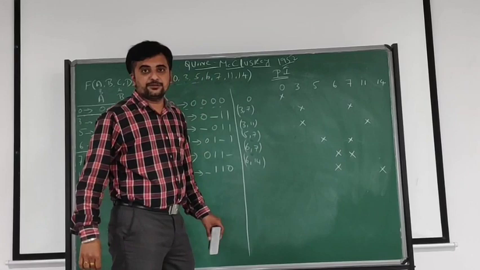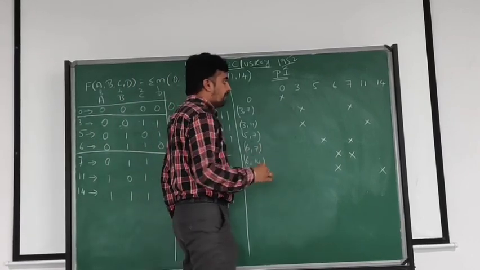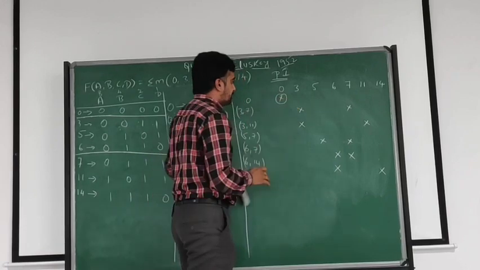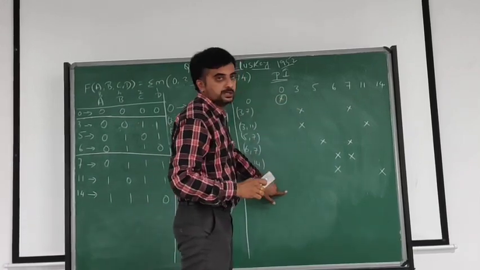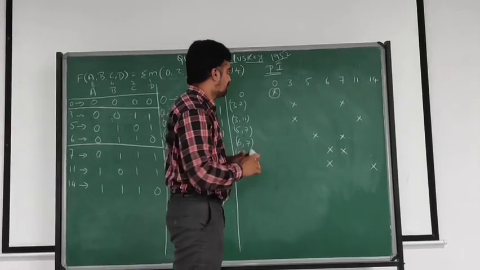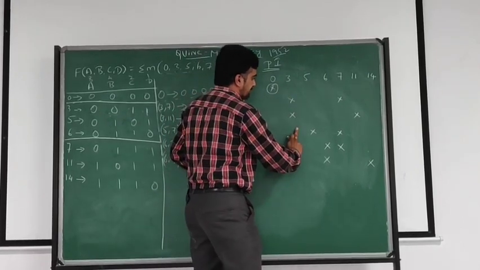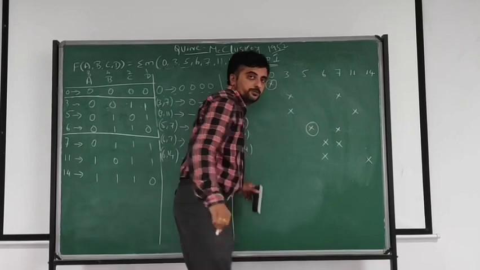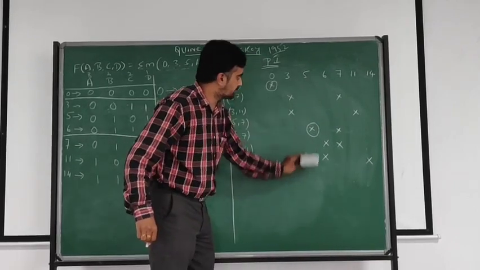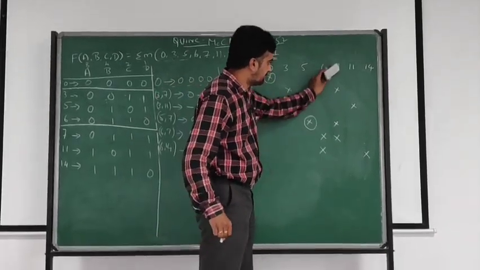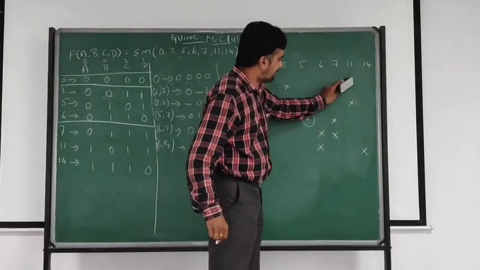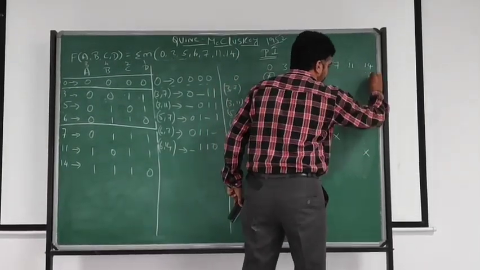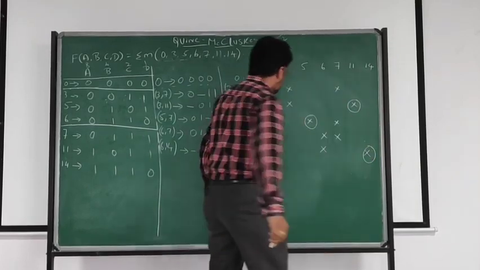Next, make a circle where there is no intersection horizontally. See here, this is one circle. See here, no intersection between any of the values. Next, here intersection is there, so we leave that one. And here, no intersection. See here, no intersection. Here 6, intersection is there, leave that one. 7, intersection is there. 11, see here, no intersection. 14, no intersection.